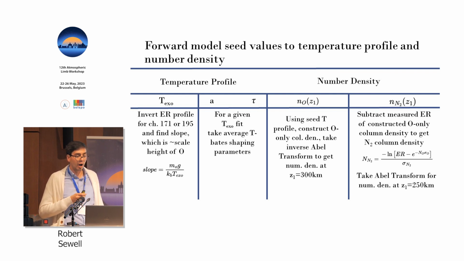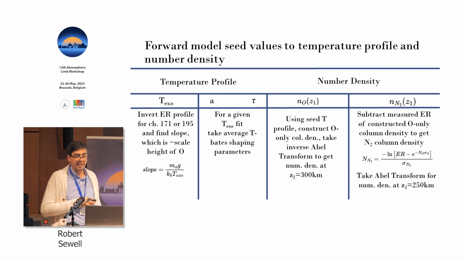We do this for O first by using that temperature profile to construct an O-only column density profile. So using that scale height at the very top of the atmosphere, we project that down through the atmosphere that we have measurements for. And so using that column density, then we take the inverse of that Abel transform that I showed you earlier in order to go from column density to number density. And we interpolate that into a reference altitude of 300 kilometers, where we expect there to be a lot of atomic oxygen in the thermosphere.